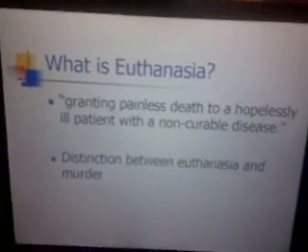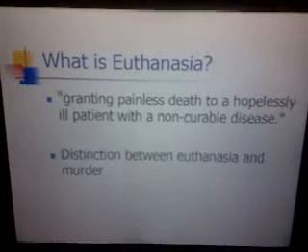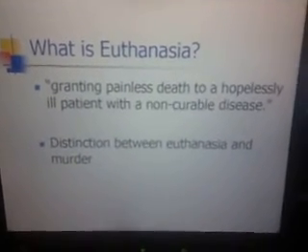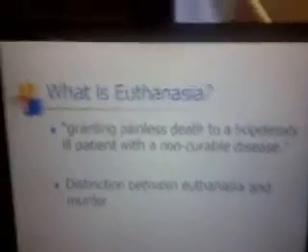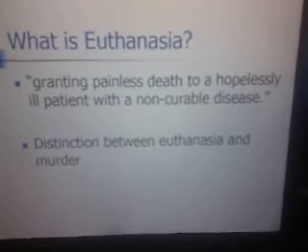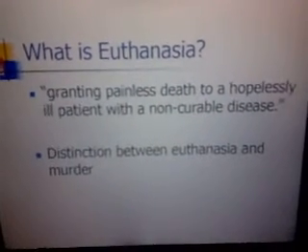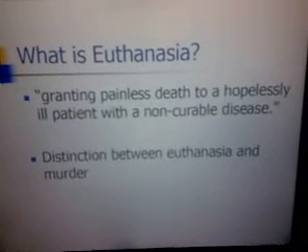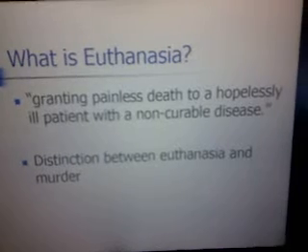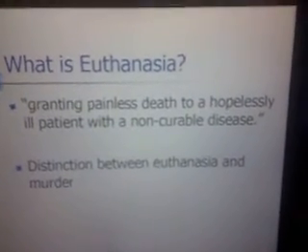What is euthanasia? Euthanasia is a process of a painless death to somebody who is suffering from a non-curable disease. What this means is, for example, a person may have advanced cancer, and he's suffering from the pain of the cancer, and he knows that the cancer is not curable and he's going to die sooner or later. So euthanasia is a process that the person requests so that he can have an early death and doesn't have to suffer so much from the cancer.